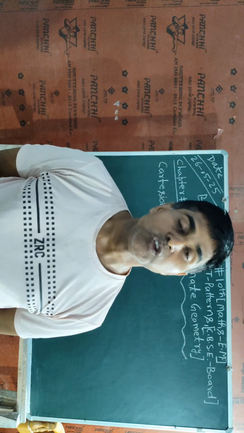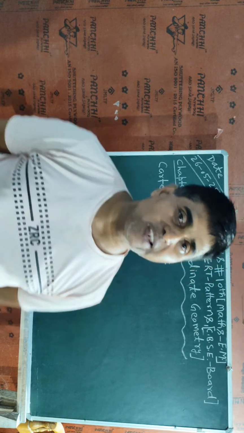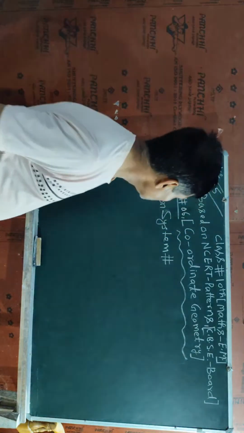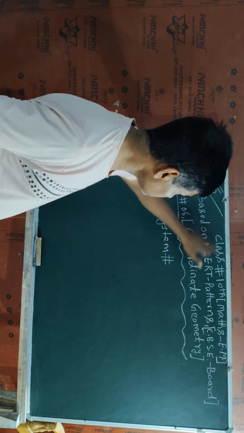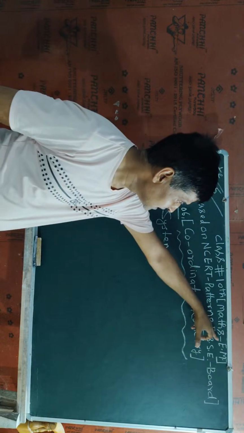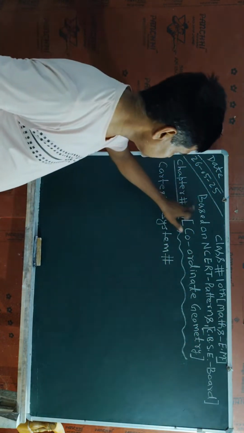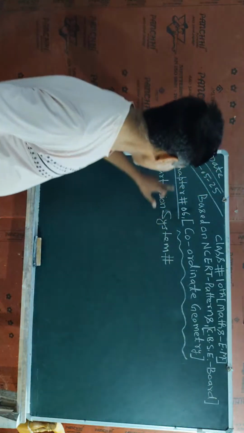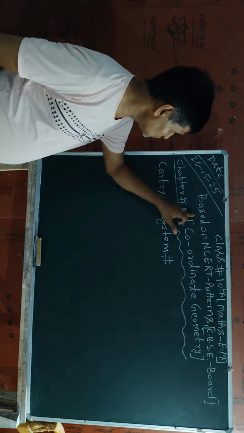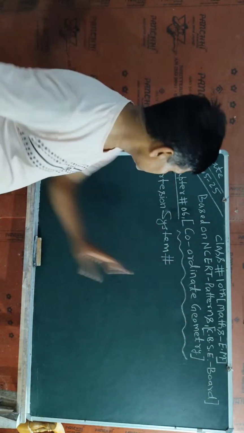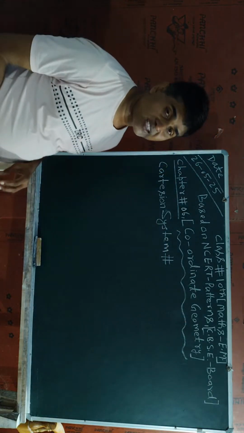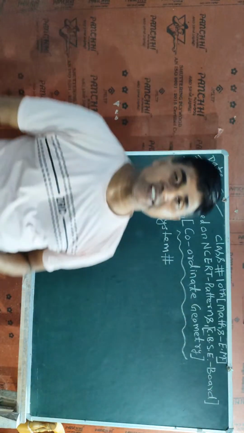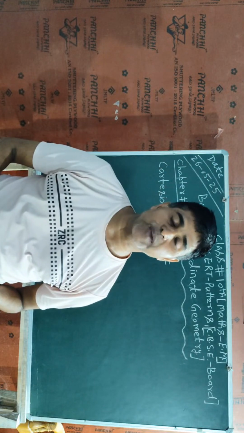Okay, students. So positively I am going to explain this topic. This is mathematics in English medium, and it is based on the NCERT pattern, that is, the CBSE board. This is chapter number 6, whose name is coordinate geometry. Now here I have to explain about the Cartesian system. What is the concept of the Cartesian system?